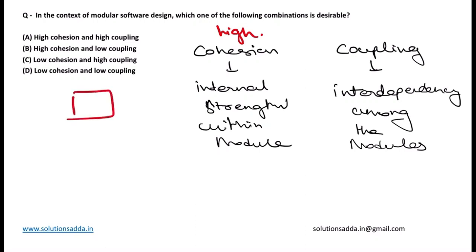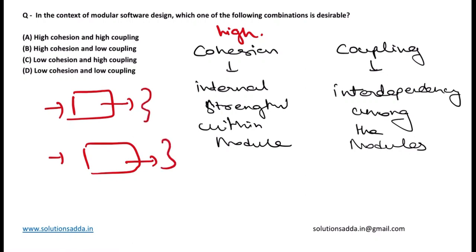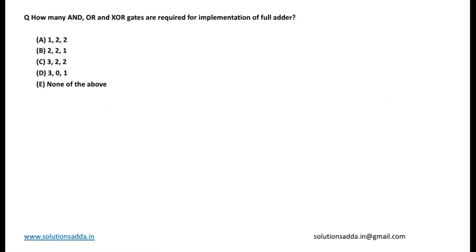So if there is very low coupling among the modules or the different concepts, then each and every module you can understand by isolating the other modules, as in this can be separately understood, this can be separately understood, and hence it is also one of the desirable properties for modular software design. Therefore, the answer for this question is option B, high cohesion and low coupling.